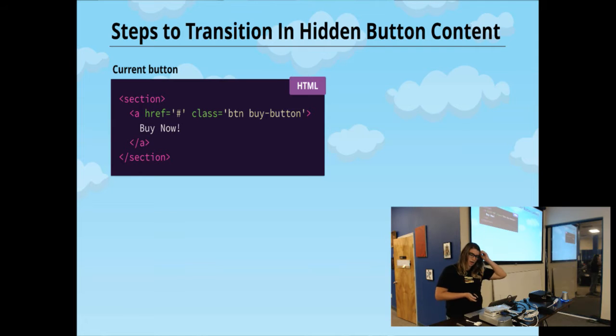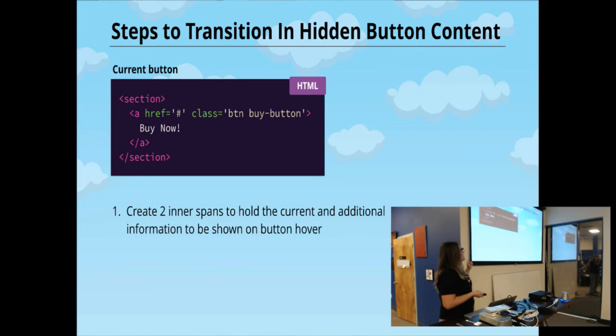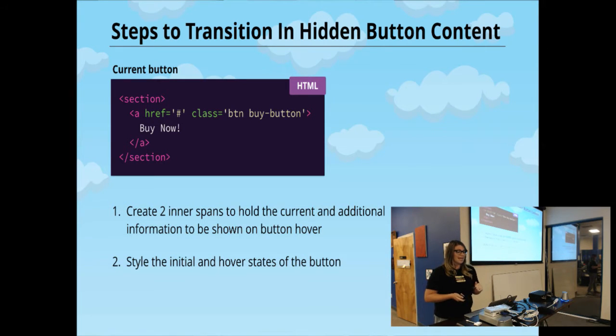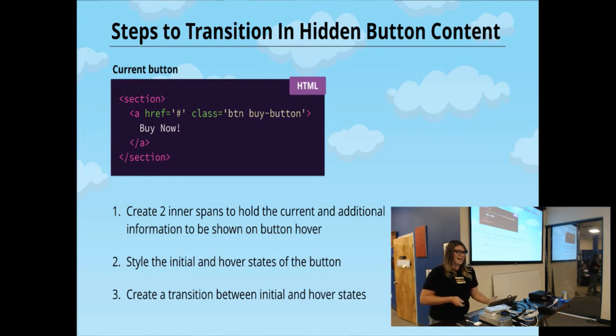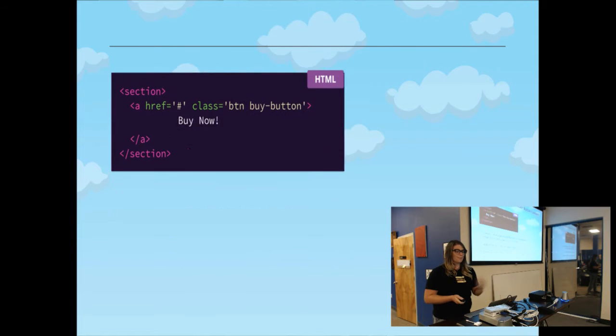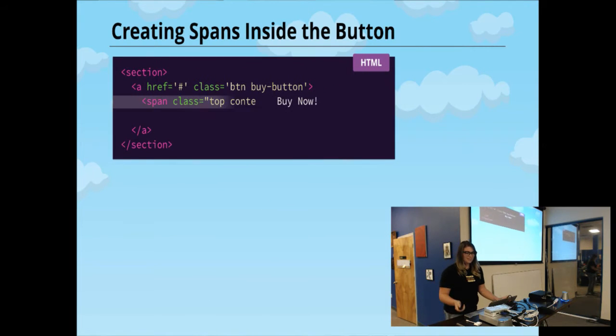Our current anchor just says Buy Now. The couple of steps it's going to take to get us there is first, we'll create inner spans to hold our content and the additional information, and then we'll add the styles for the initial and hover state. And lastly, we get to add the transition so that it's not just jumping from one to the other. So first, we simply wrap Buy Now in a span, and I gave it a class of top content.